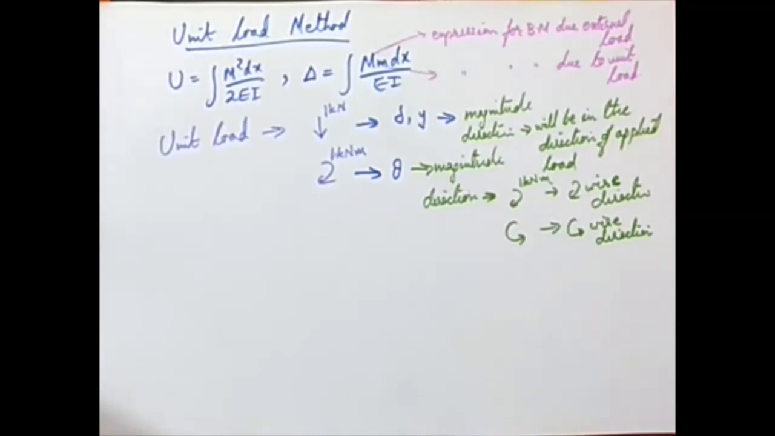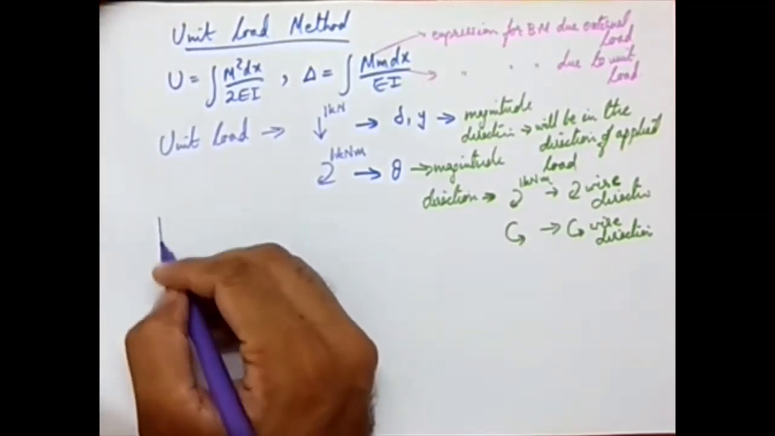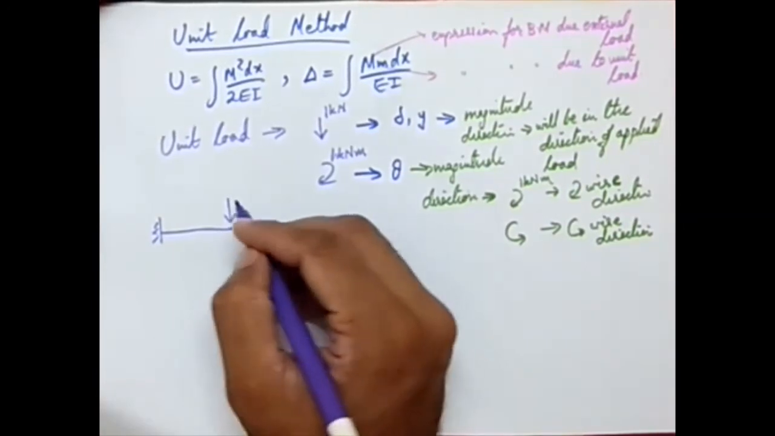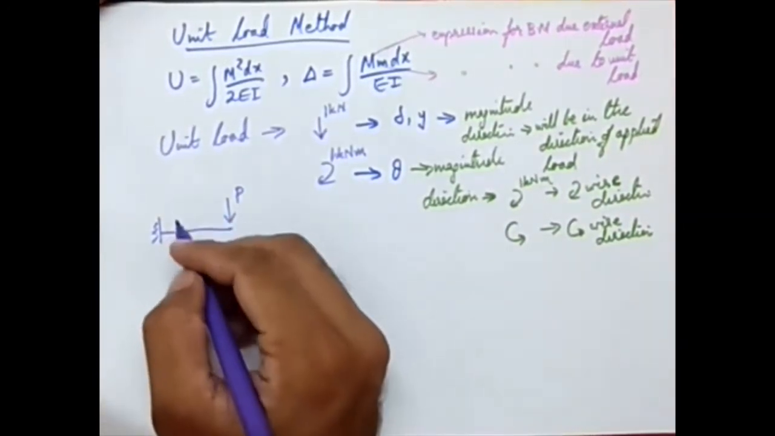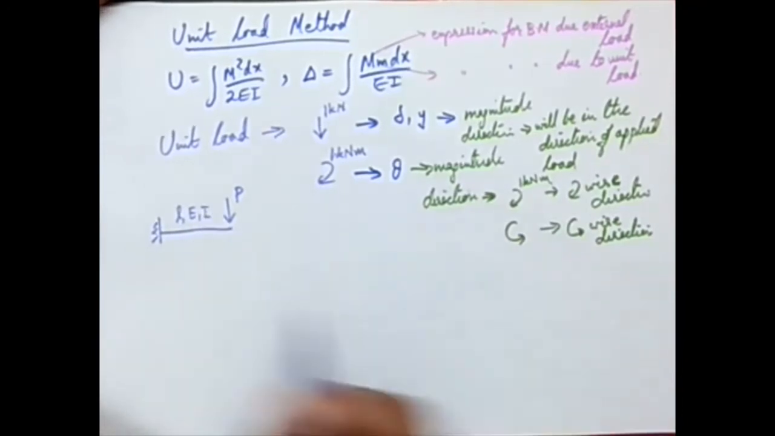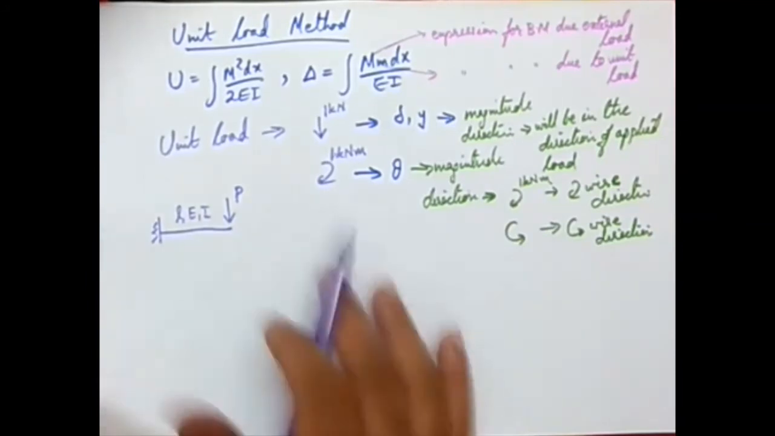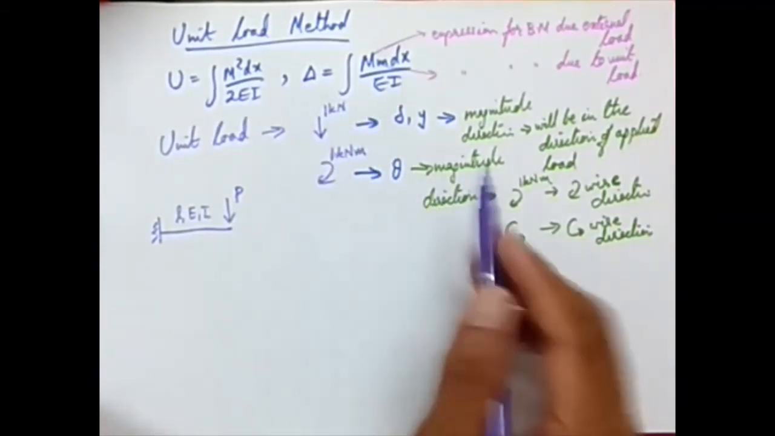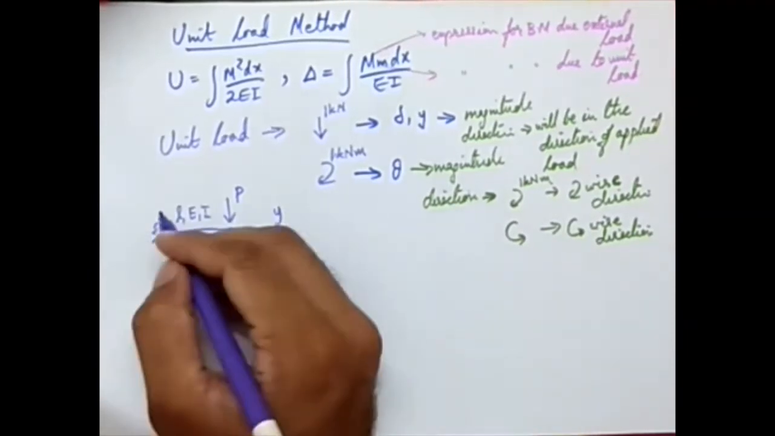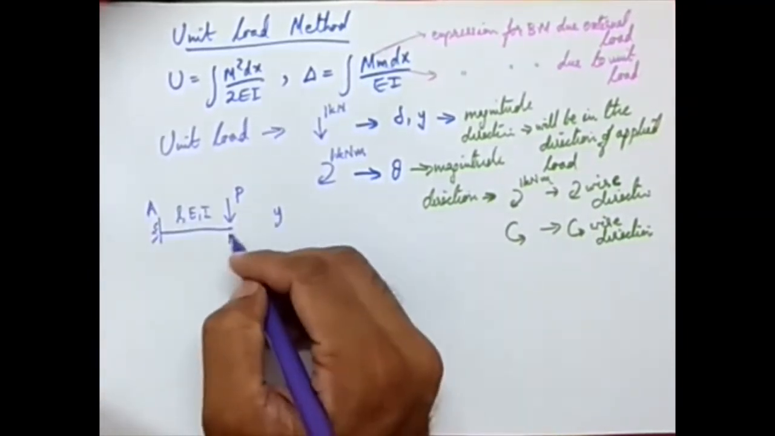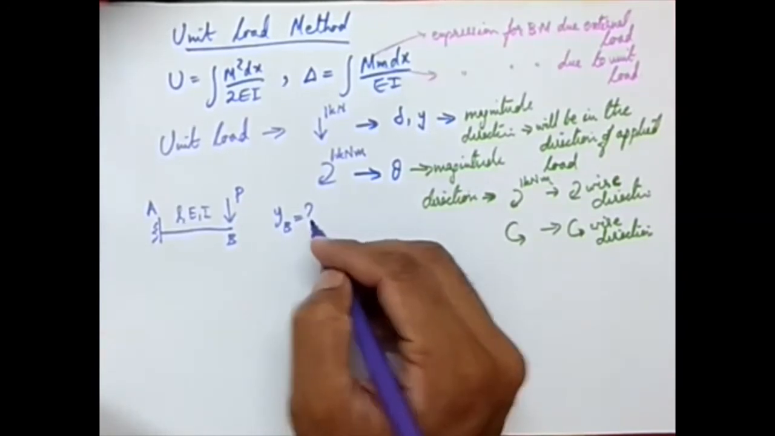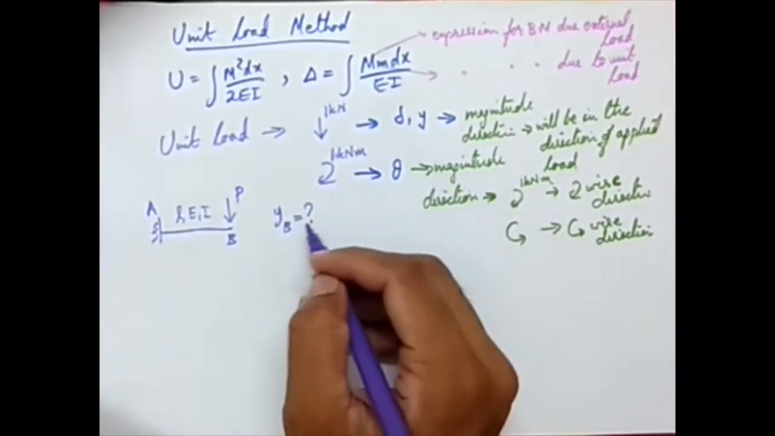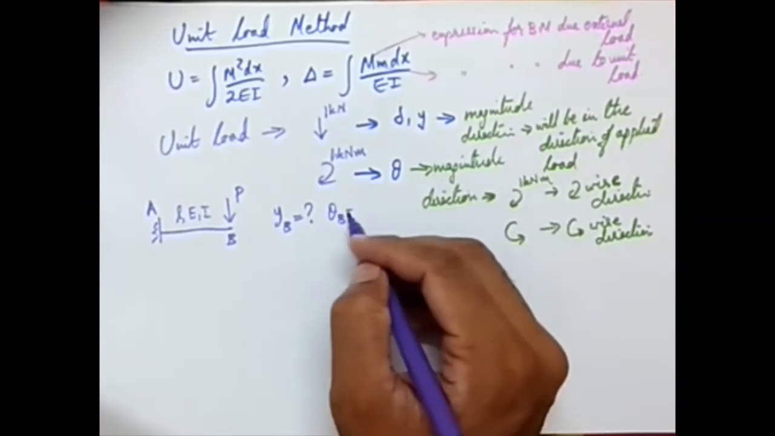So we are going to start with a very simple example, a cantilever subjected to a point load at the free end. We are considering the physical parameters L and EI, where E is the material parameter, and we are assuming that the flexural rigidity is constant throughout the length. Now we want to calculate the expression for, say, y. Let this be point A and this be point B. I want to get the vertical deflection at B, and the rotation at point B.